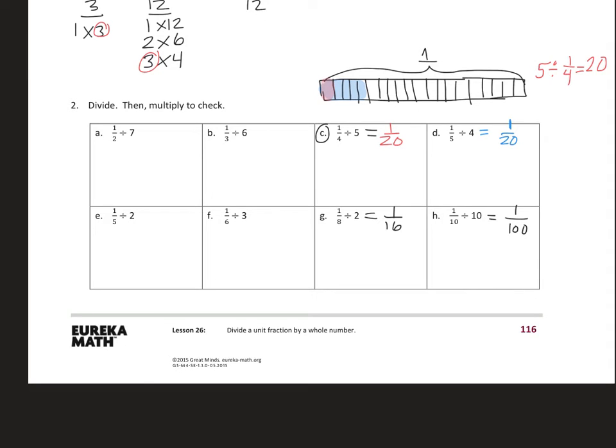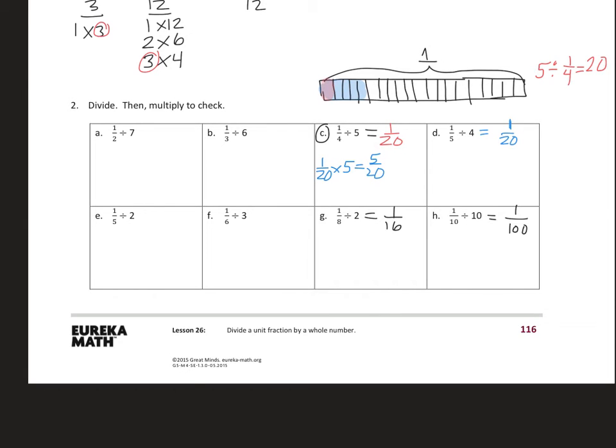Oh, I just realized we forgot to multiply to check. It's always important to do that step. So let's take 1/20th and multiply it by 5. And that will give us 5/20ths. And now here's where we would list our factors for 5. So we know that 5 has 1 times 5.